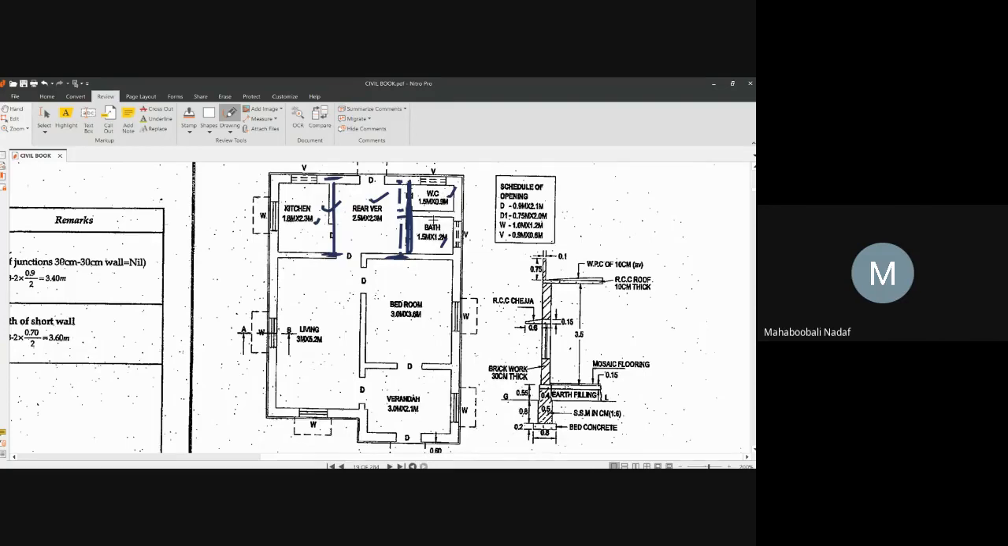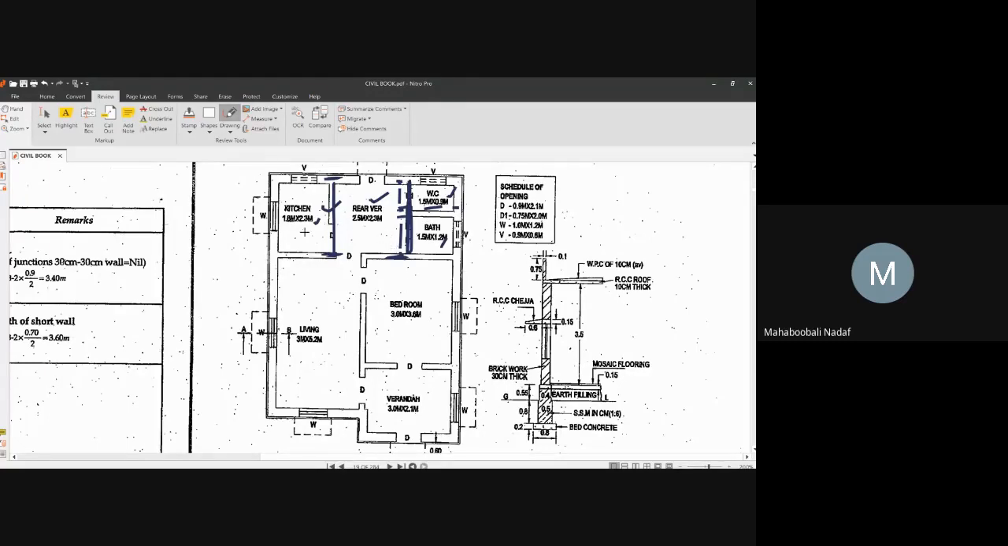Now next, this wall, water closet and bath. How much is this distance? Here, 0.2 by 2 plus 1.5 plus 0.3 by 2. Correct? Clear? 1.75. Okay? So 1, 2, 3: three walls completed.